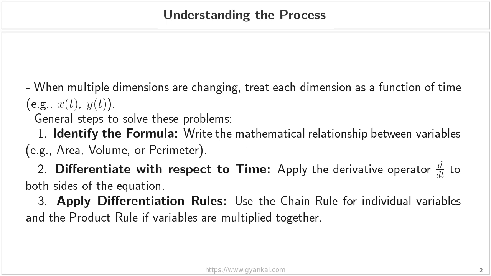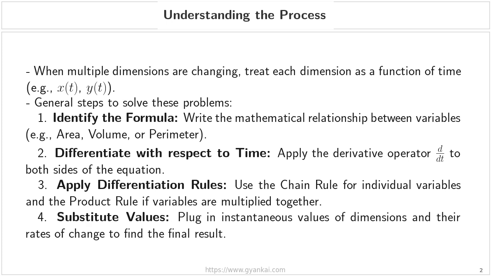Step 3 is to apply differentiation rules. This is the technical core of the process. You will use the chain rule for individual variables, and as we will explore in the next few slides, you must apply the product rule if your variables are multiplied together. Finally, step 4 is to substitute values. Once the differentiation is complete, you can plug in the instantaneous values of the dimensions and their specific rates of change to find your final numerical result.